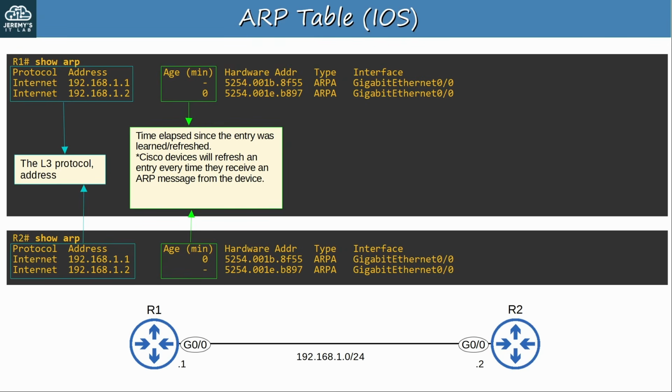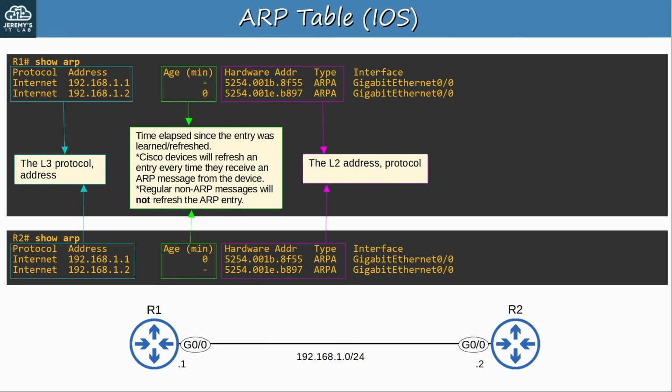Note that Cisco devices will refresh an ARP entry every time they receive an ARP message from the device. So R1's ARP messages will refresh R2's ARP entry for R1 and reset the timer to 0. And R2's ARP messages will reset R1's ARP entry for R2 and reset the timer to 0. However, regular non-ARP messages will not refresh an ARP entry. For example, if the timer for an entry is currently at 5 minutes, pinging that IP address will not refresh the entry and reset the timer to 0, because ping messages are ICMP, not ARP.